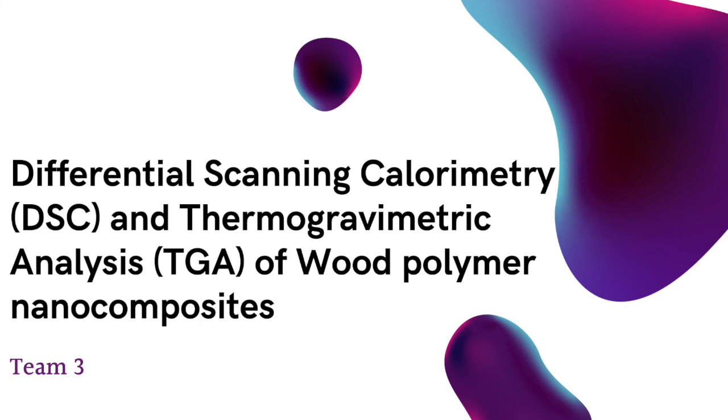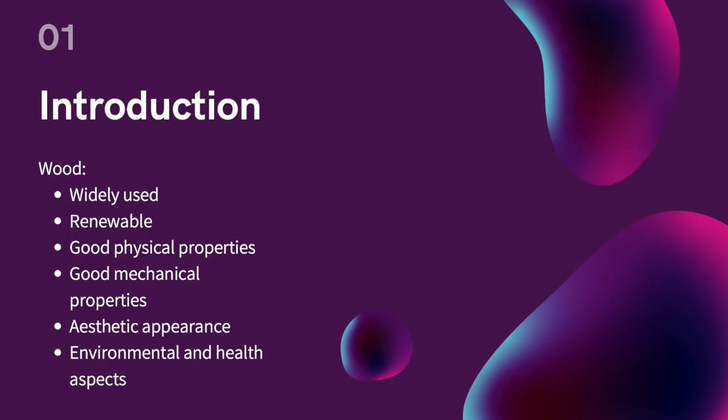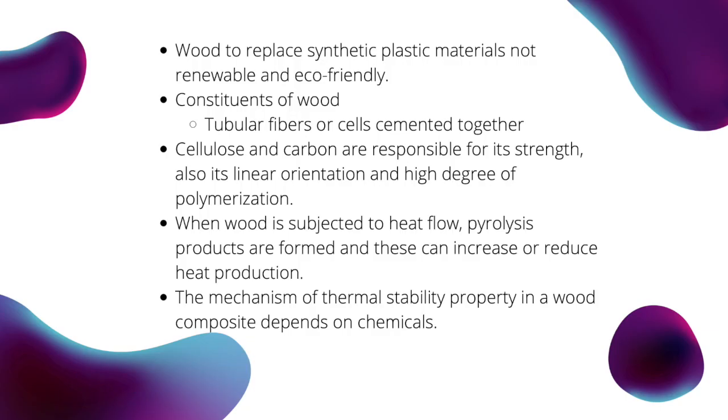This study is a differential scanning calorimetry and thermogravimetric analysis of a wood polymer nanocomposite. Wood is famous because it's widely used, renewable, has good physical and mechanical properties, and has a very aesthetic appearance. It is environmentally friendly and not bad for your health. Many studies have been done to replace synthetic plastic materials that are non-renewable and not eco-friendly with wood.